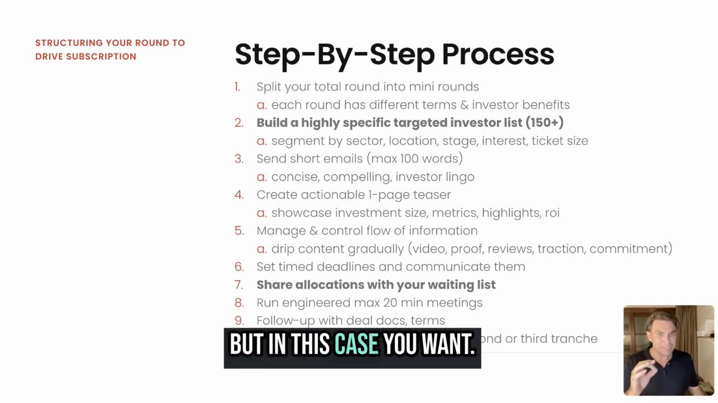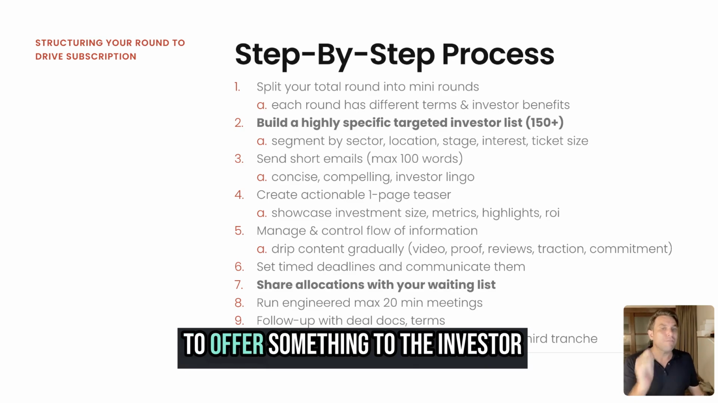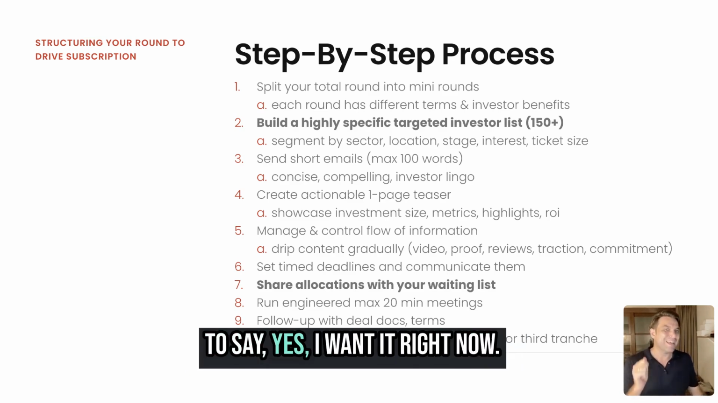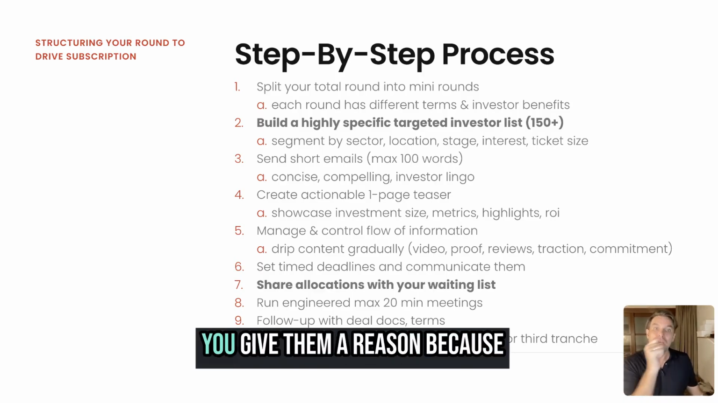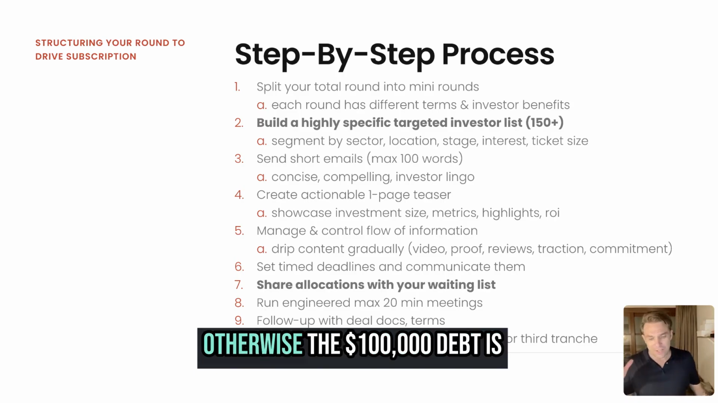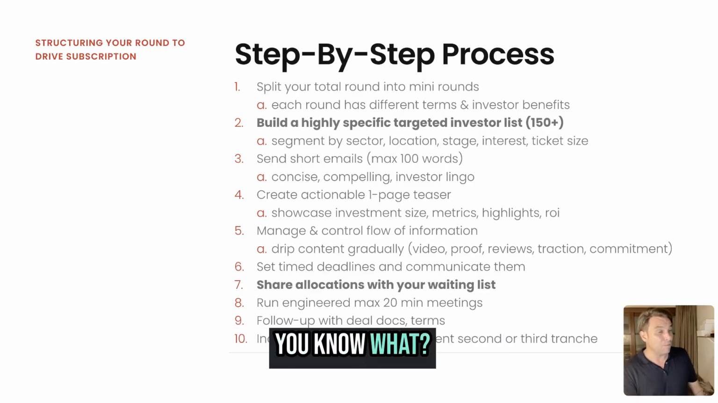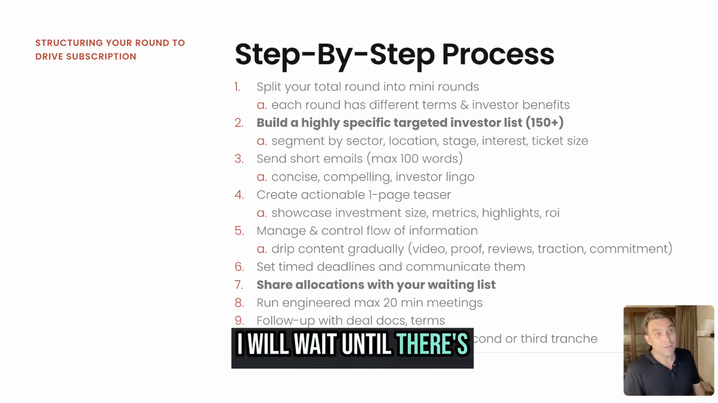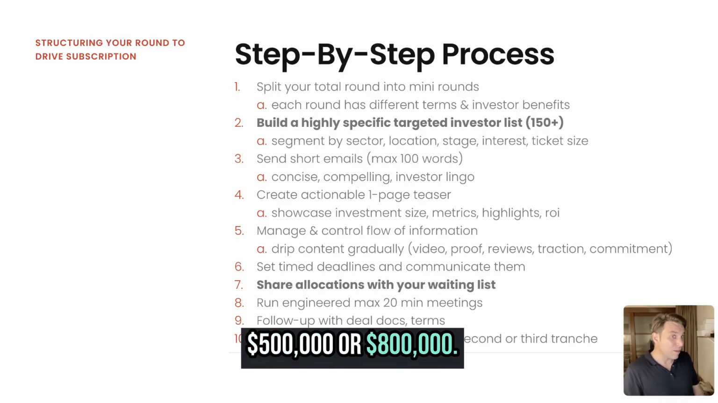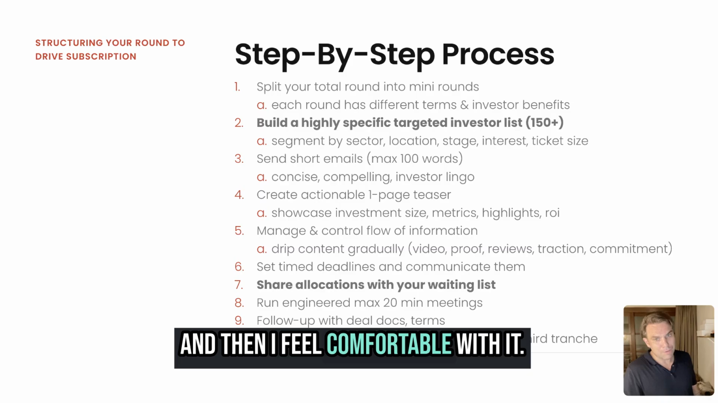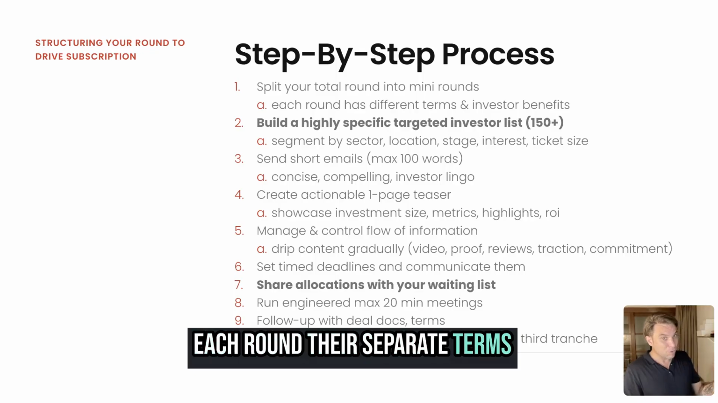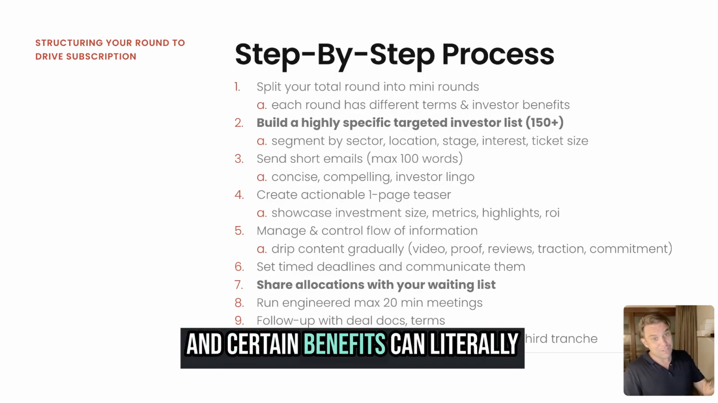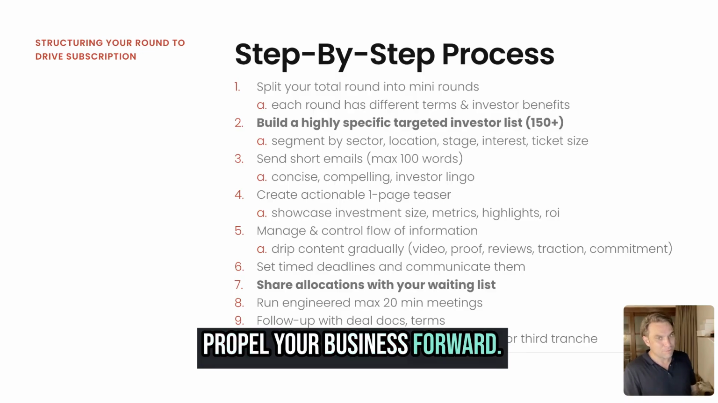But in this case, you want to offer something to the investor to say, yes, I want it right now. Why should I now invest? You give them a reason. Because otherwise, with the $100,000 that is being allocated, the investor will think, you know what, I will wait until there's $500,000 or $800,000, and then I feel comfortable with it. So splitting the round, giving each round their separate terms and certain benefits can literally propel your business forward.